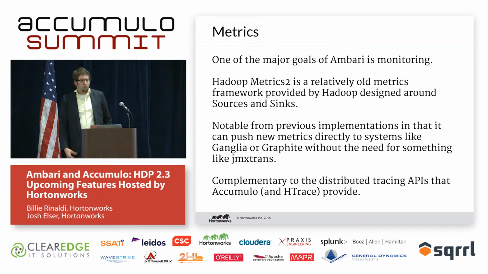This is also complementary to the distributed tracing APIs that Billy talked about earlier. Distributed tracing is really good at saying, given some operation in the system, what took the longest amounts of time, what were the steps I had to take. Whereas the stuff we're capturing with Metrics2 is what the current state is at some time t in the system. So how many active compactions we're running, what was the size of the queued compactions, things like that.